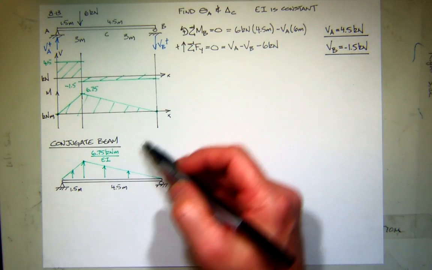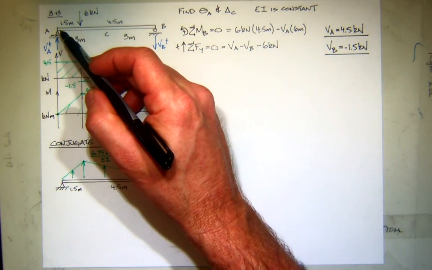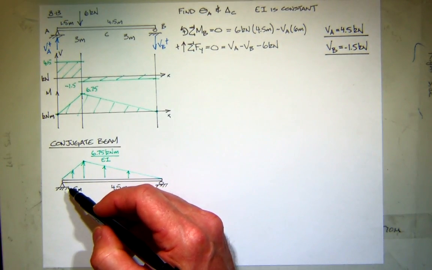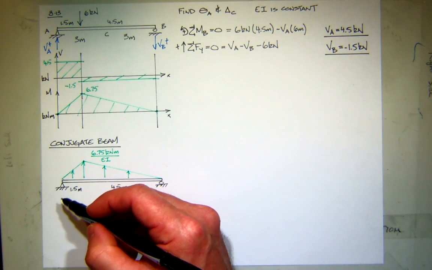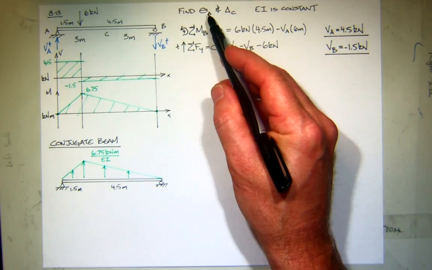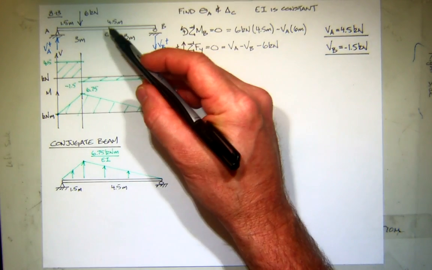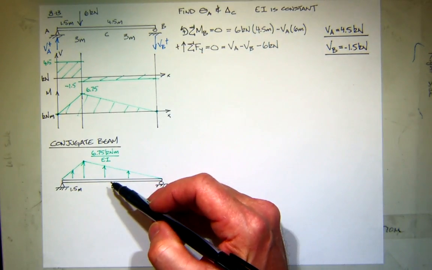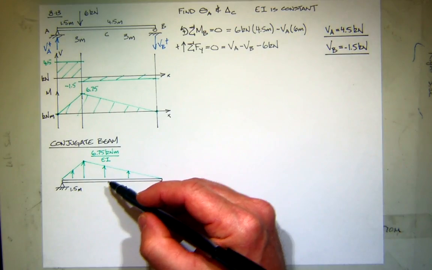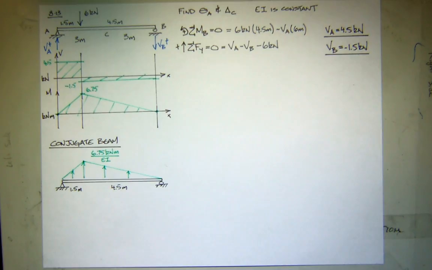Now, let's go back and check what we were asked to find. We were asked to find the slope at A, and A is here. So the slope in the real beam is what in the conjugate beam? The shear. So really I just need to find the reaction at A, and I'll have the slope at A in the real beam. The second question is, what's the displacement at C? The displacement in the real beam is what in the conjugate beam? Moment. So I need to find the moment at the center and the reaction at A. So that's going to be my strategy.